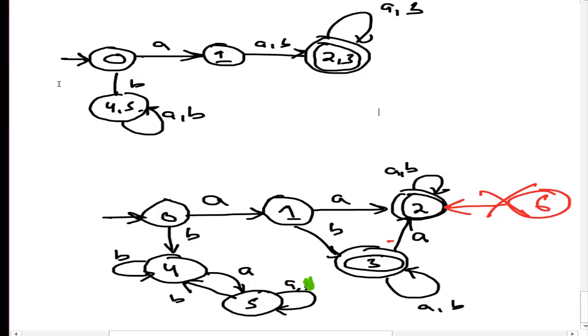So this is our table filling algorithm, and that's all for this. You can try your hands on more examples and you will be fine.